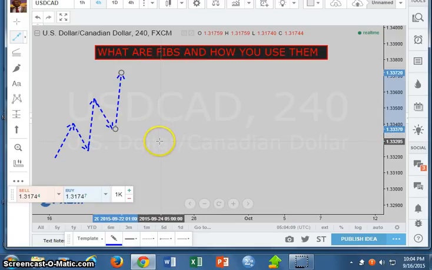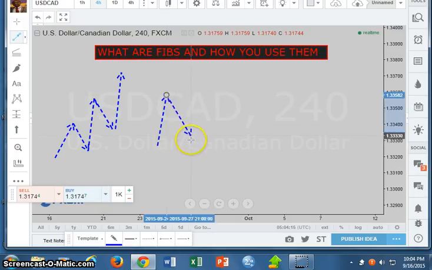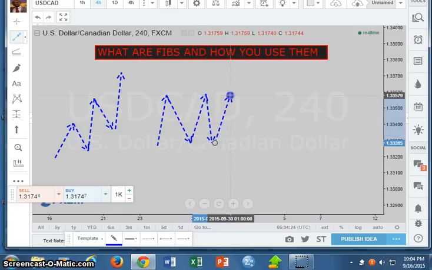Next we have price action doing something like this: an initial structure high, then the market creates support, resistance, support, resistance, support, right? That is a consolidation, or the market is range bound.